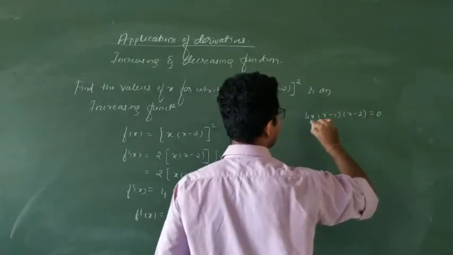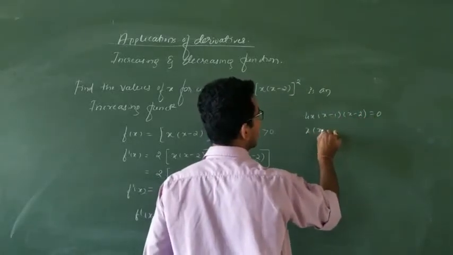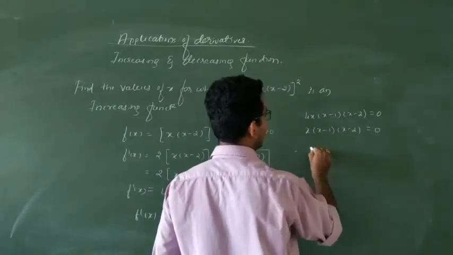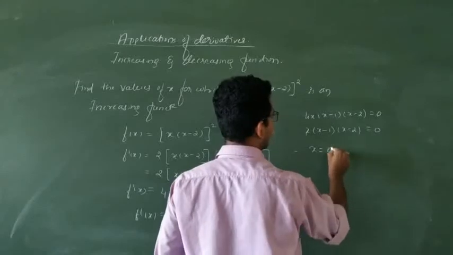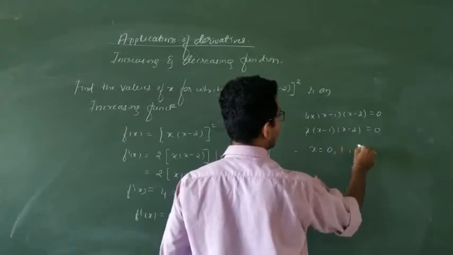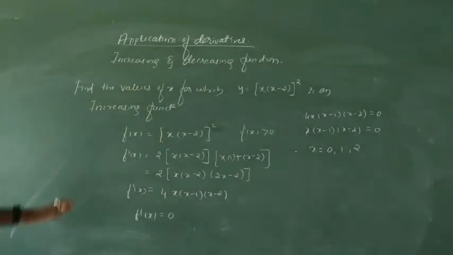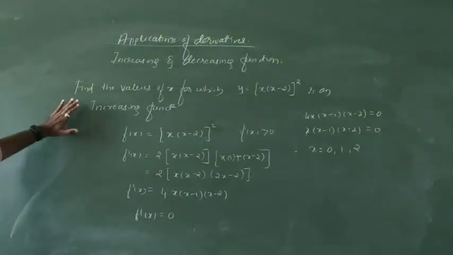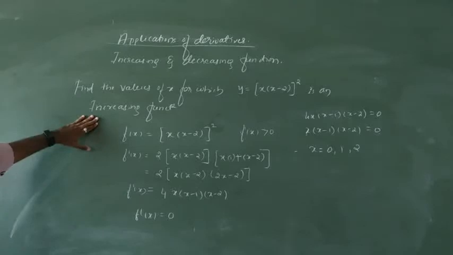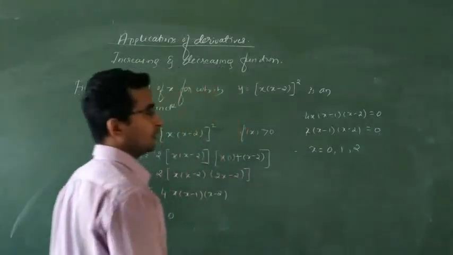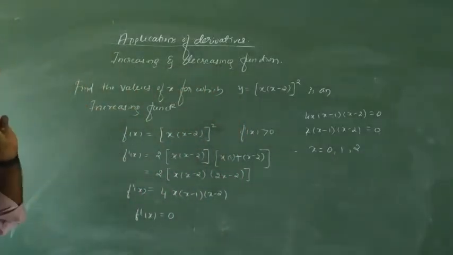When I send this 4 to the other side, I will set it to 0. x minus 1, x minus 2 is equal to 0. Therefore, the x values are x equal to 0, 1 and 2. So we have to find out the values where it is an increasing function. So here we have the three critical points, the three critical values.